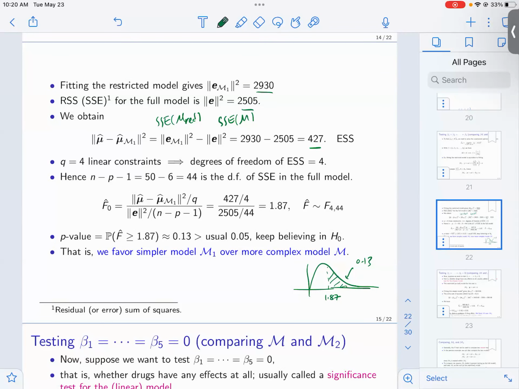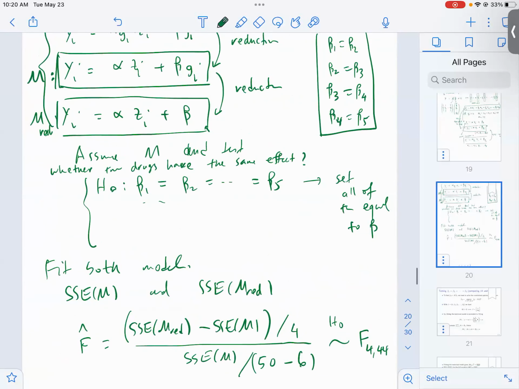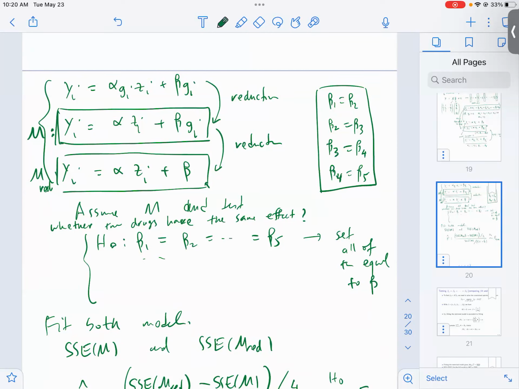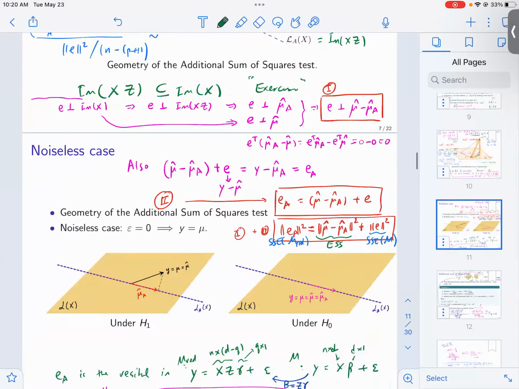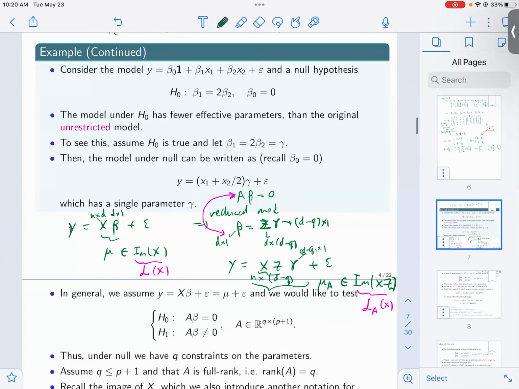So what would be the design matrix for the reduced model? Would it be the A matrix? No. A is the indirect way of doing it. So A beta is equal to 0. You usually write this as Z gamma, and then you plug in Z gamma. So it would be X times Z.